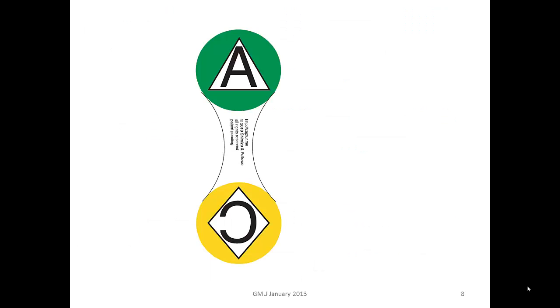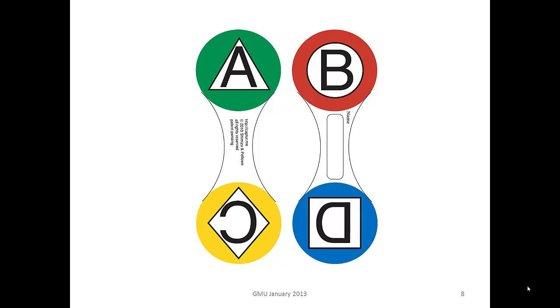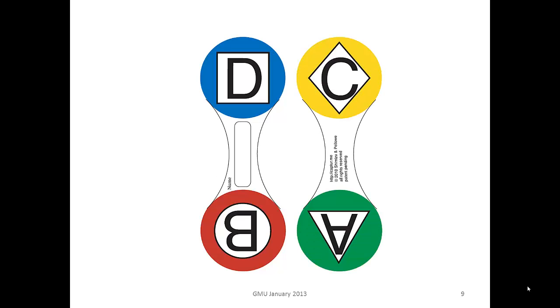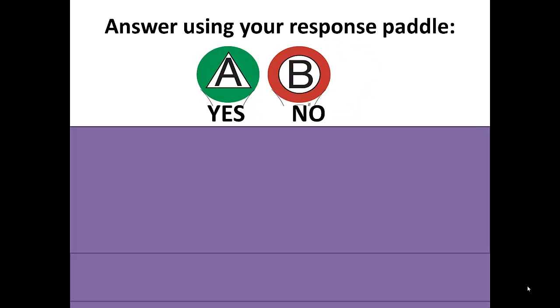You also have response paddles, and they look like this with A, B at the top and D and C on its back side. Let's practice with those now. So get out your response paddles. Teachers, get toward the front of the room so that you can see students' responses. Students, you're going to be responding A or B. Here are some questions.